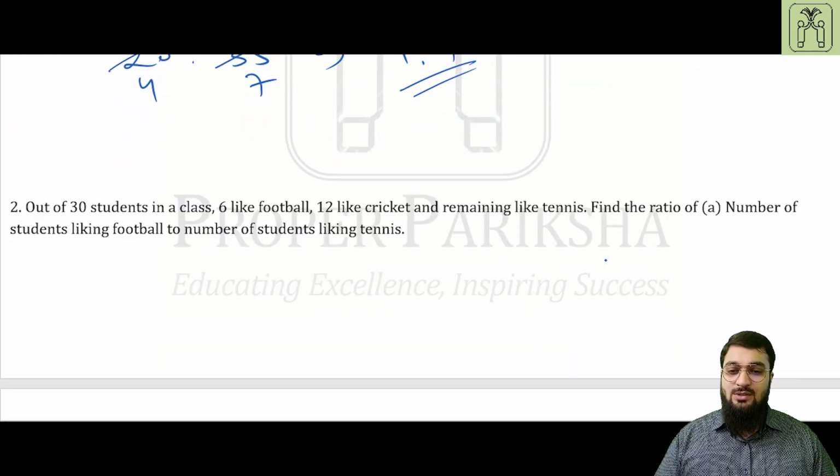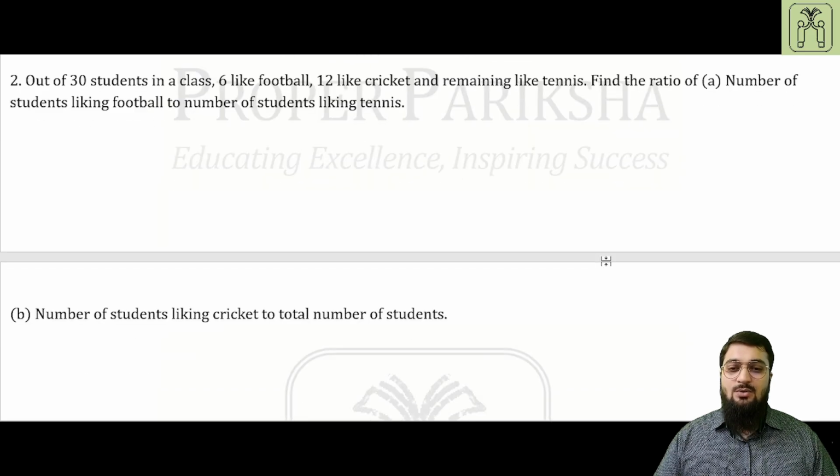Out of 30 students in a class, 6 like football, 12 like cricket, and the remaining like tennis. So for those who are having difficulty in coping up with our speed as we are delivering the lecture, this is because you have not made notes, you have not revised the concepts of the previous videos. So I would suggest you to please go back to 12.1, 12.2, and so on, and then start the exercise so that you can get the approach and then you can get how to solve the questions of the exercise. Find the ratio of part A, number of, and part B.